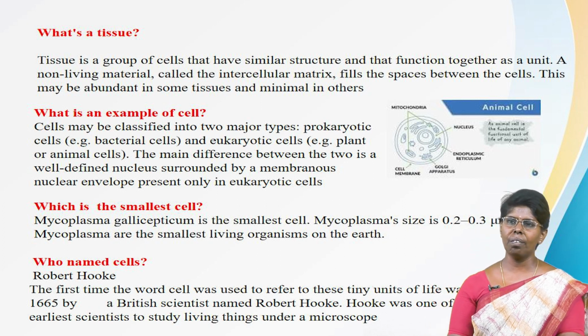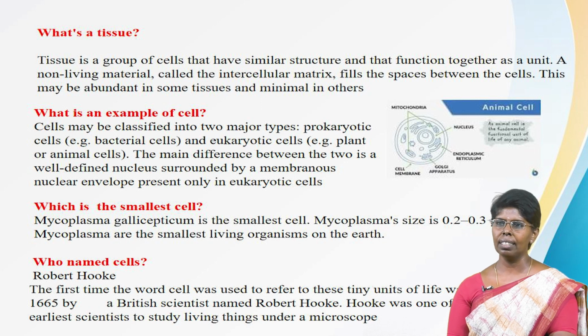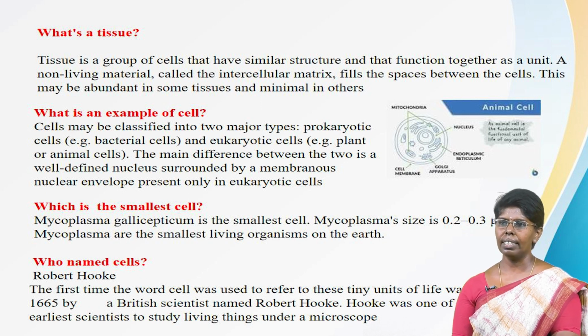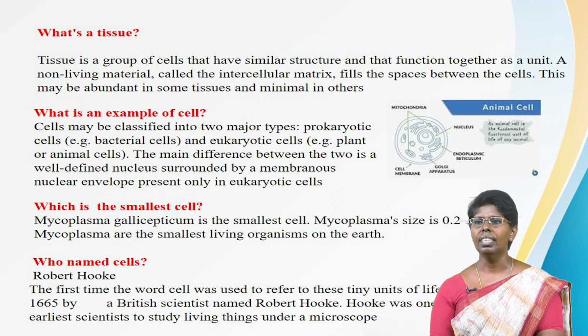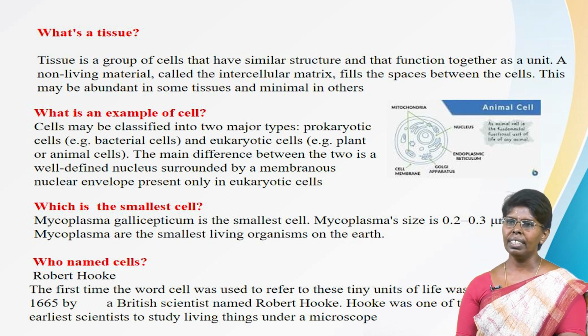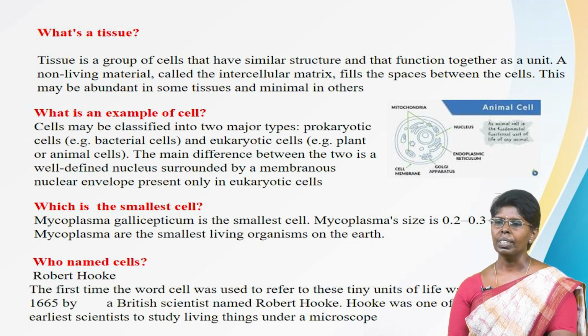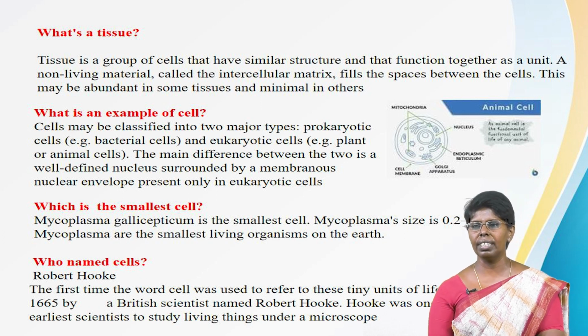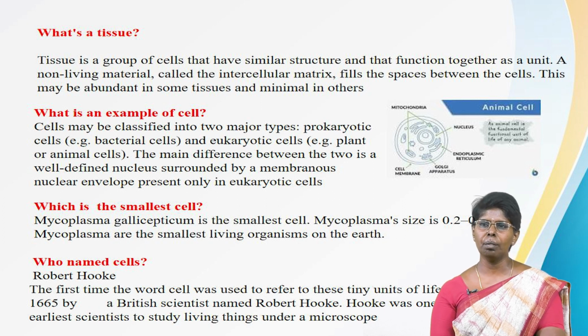What are examples of cells? Cells may be classified into two major types: prokaryotic cells, for example bacterial cells, and eukaryotic cells, for example plant and animal cells. The main difference between the two is a well-defined nucleus, surrounded by a membrane called the nuclear envelope, which is present only in eukaryotic cells. So the nuclear membrane differentiates prokaryotic cells from eukaryotic cells. An example of a prokaryotic cell is bacteria.